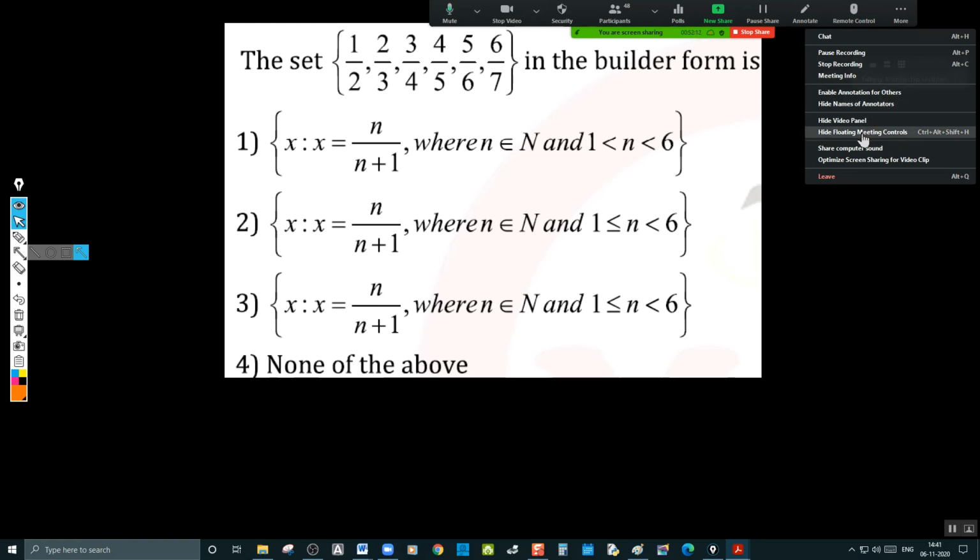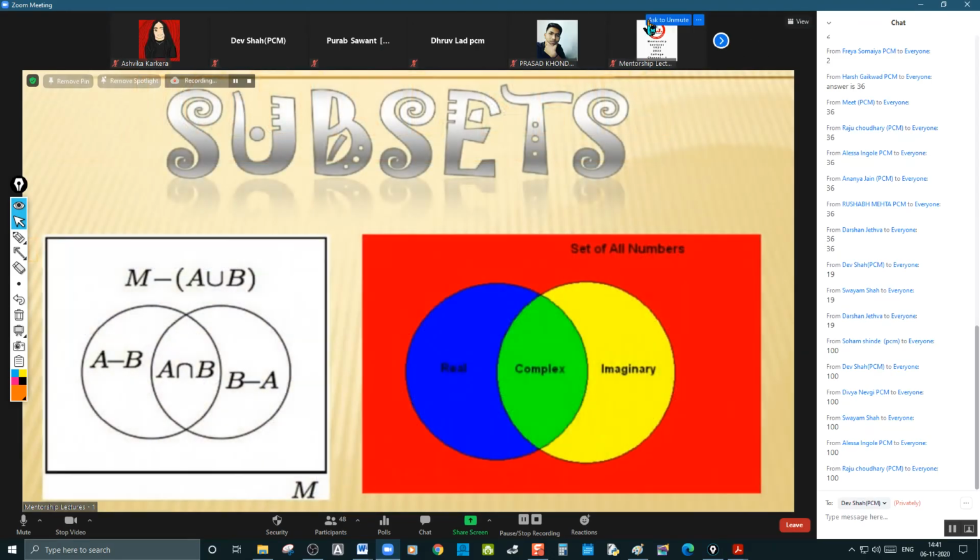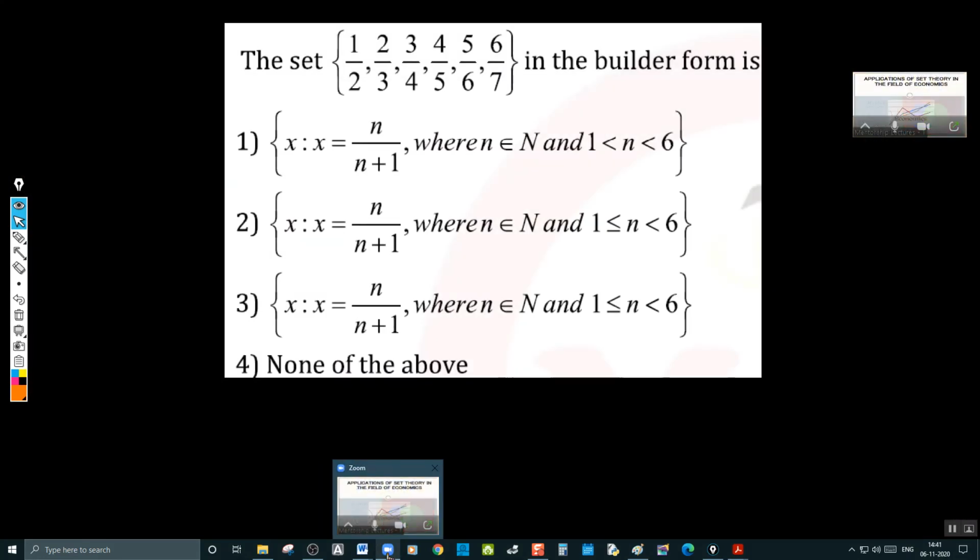Just read that, please. Sir, in this question, second and third option are same, sir. Okay. So then the answer should be none of the above. Yeah, none of the above is the only answer. We will write the correct answer. If in the third option it was equal to 6, then it might be correct. Just a moment, please. I'll be back.